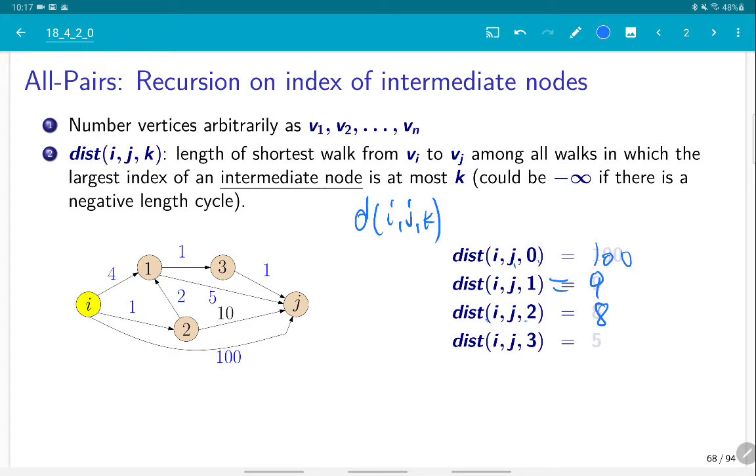Okay, and the last one is d_ij^3, which means that I can use any intermediate vertices, which means that I can just look for the shortest path. And in this case, this is going to be 1, this, and this. Okay, and this is going to be 3.